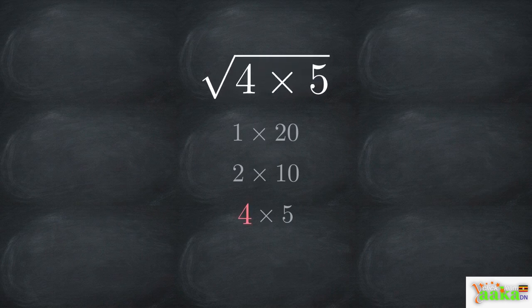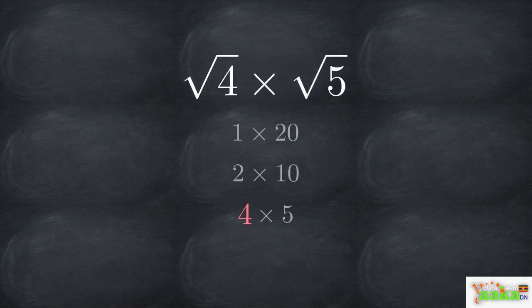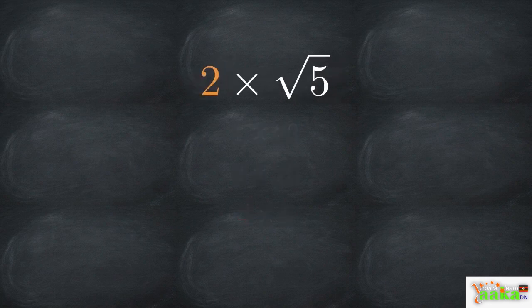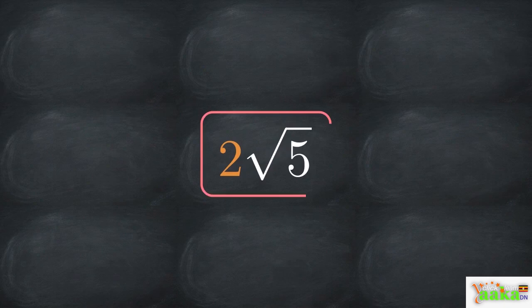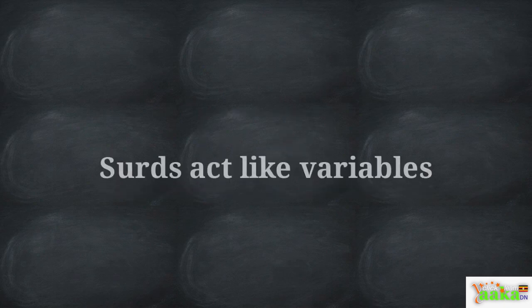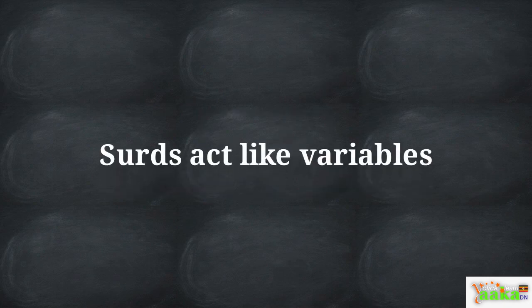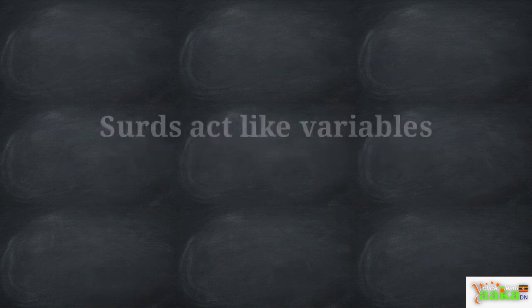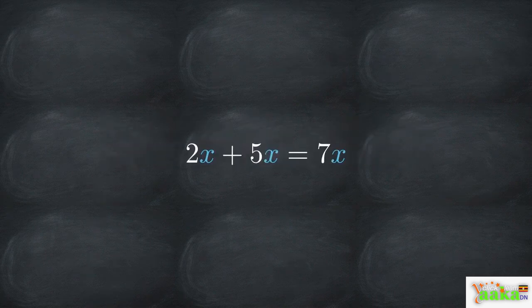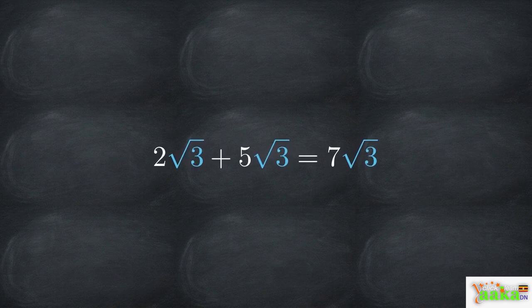We can rewrite this as the square root of 4 times the square root of 5. Since the square root of 4 is exactly 2, that value moves to the outside of the radical. The 5 is not a perfect square, so it remains inside. Our simplified expression is 2 root 5. When adding or subtracting surds, you treat them exactly like algebraic variables. Notice how 2x plus 5x equals 7x. In the exact same way, 2 root 3 plus 5 root 3 equals 7 root 3.